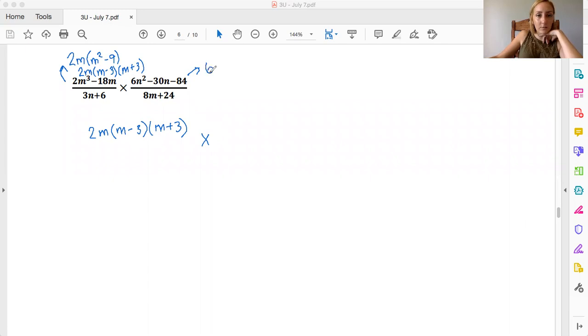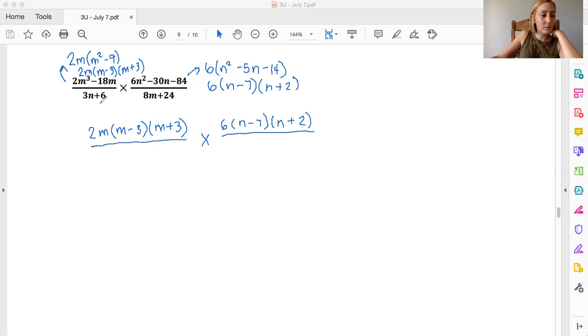So you can factor out a common factor of 6. So we're left with n squared minus 5n minus 14. And then that would be just a simple trinomial. So two numbers that multiply to give you negative 14 and add to give you negative 5, which would be negative 7 and positive 2. Okay, so we are going to rewrite this one over here as well. It's best to factor it on the side, on its own, and then put them back into the rational expression. I find it's a bit simpler.